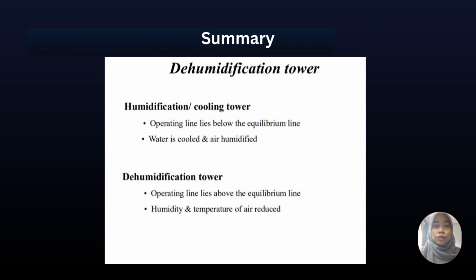As a summary, for the humidification process, the operating line always lies below the equilibrium line. The temperature of water gets lower in humidification and the air is humidified as water content flows into the gas phase. Dehumidification, however, is the opposite of humidification, as its operating line lies above the equilibrium line. As moisture is removed from the air, the humidity and also the temperature of the air get reduced.